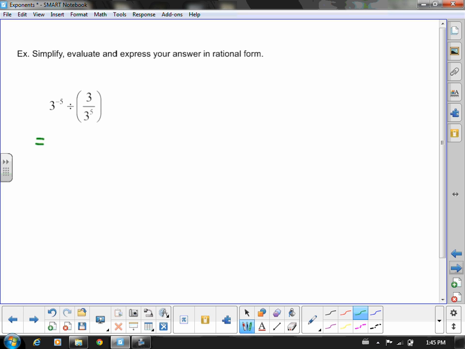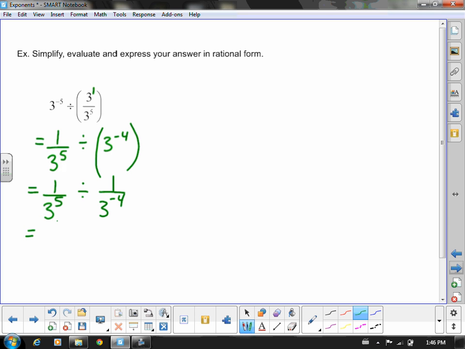Here, simplify, evaluate, and express your answer in rational form. All right, so 3 to the negative 5 becomes 1 over 3 to the 5. Divided by 3. There's an imaginary 1 that's written there. This becomes 3 to the negative 4. So I'm going to have 1 over 3 to the 5 divided by 1 over 3 to the negative 4, which is really 1 over 3 to the 5 multiplied by 3 to the negative 4 over 1, because when we're dividing fractions, we multiply.